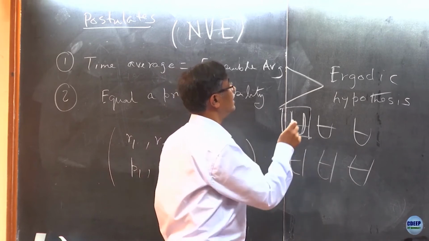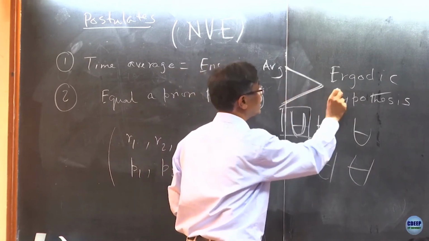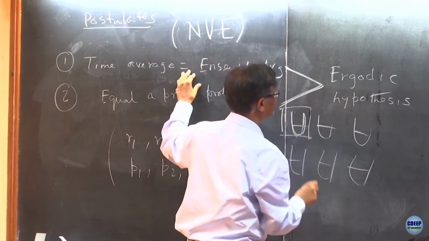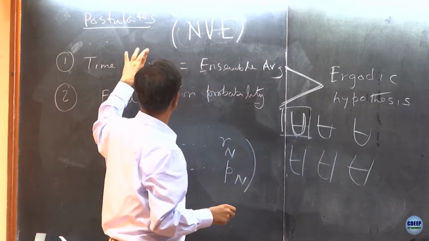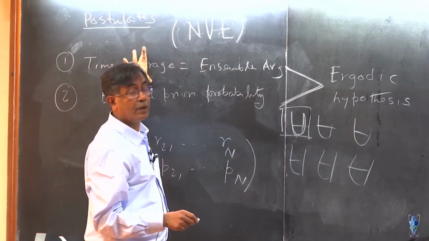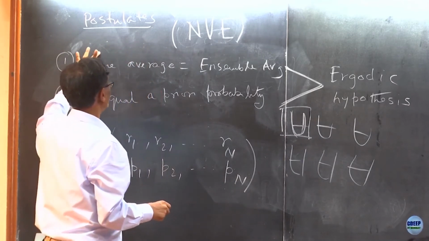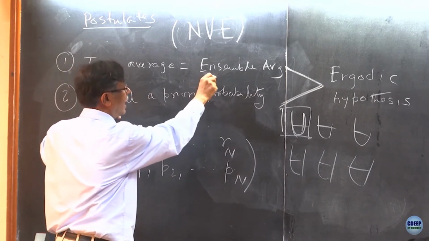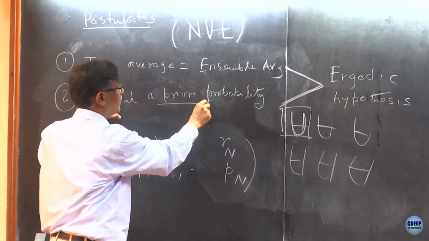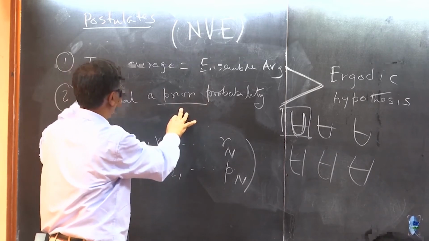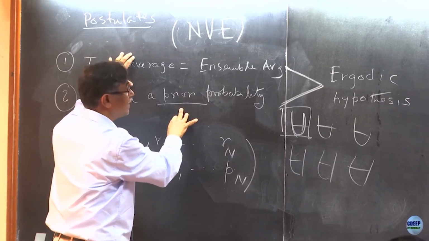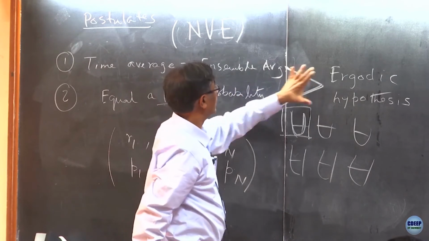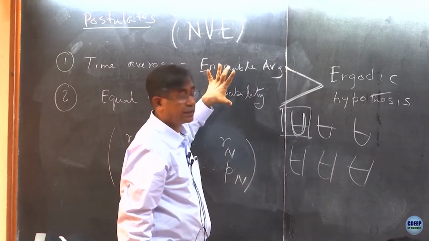Then comes the constraint, the hypothesis which is called the Ergodic hypothesis, which means the system indeed, given a sufficient amount of time, visits every microscopic state equally likely. So the first postulate required the second postulate, because to average over the ensemble, I have to make sure that my system visits every state. So this is the Ergodic hypothesis, which connects these two postulates.